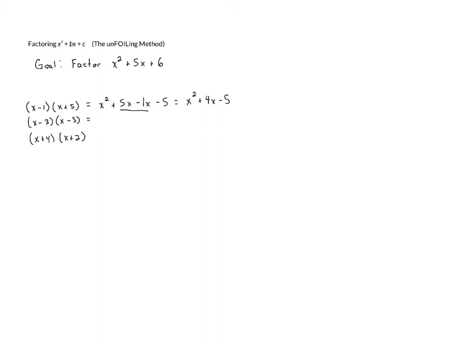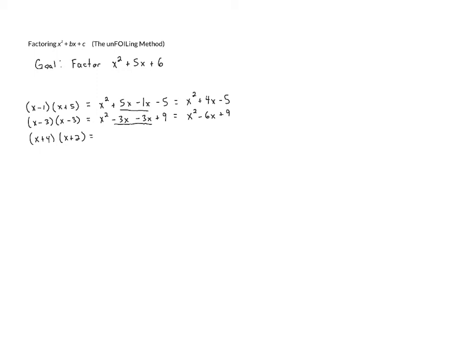Let's look at x minus 3 times x minus 3. When we multiply the first terms, we get x squared. The outer terms give us minus 3x. The inner terms also give us minus 3x. And the last terms, negative 3 times negative 3, give us positive 9. Again, we can combine like terms, and when we do that, we get x squared minus 6x plus 9.